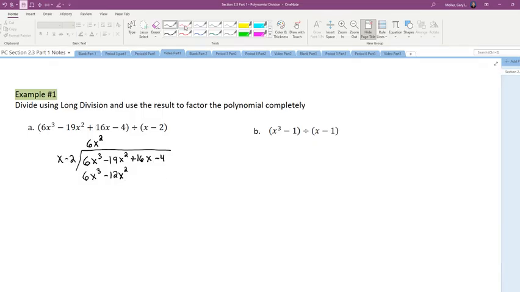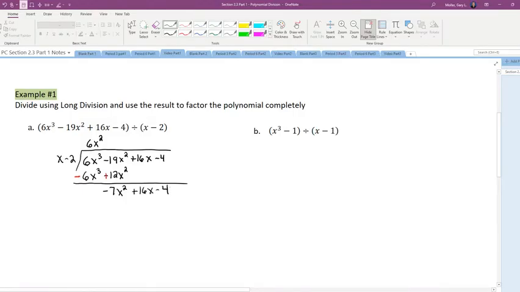And now I need to subtract. So I'm subtracting, but I'm subtracting the whole term, right? So one way I could do it is I could say subtract all of this. But for me, I find it easier just to do a little sign change. So I'm just going to change this to a negative and change that to a positive. And now I'm going to add those together because I already took care of the subtraction part. So that gives me what? Negative 7x squared. And then I'm just going to bring down everything else.